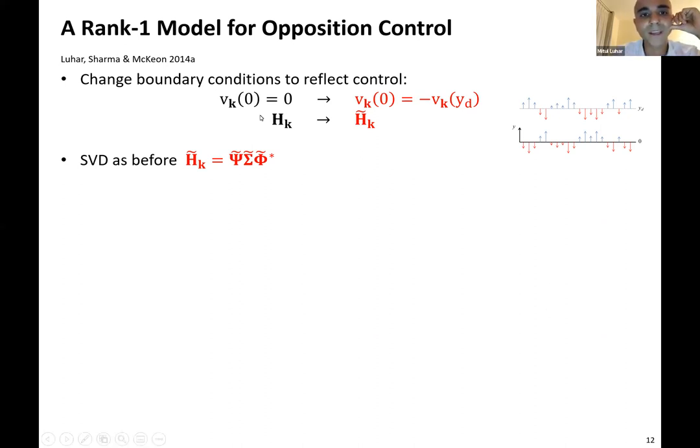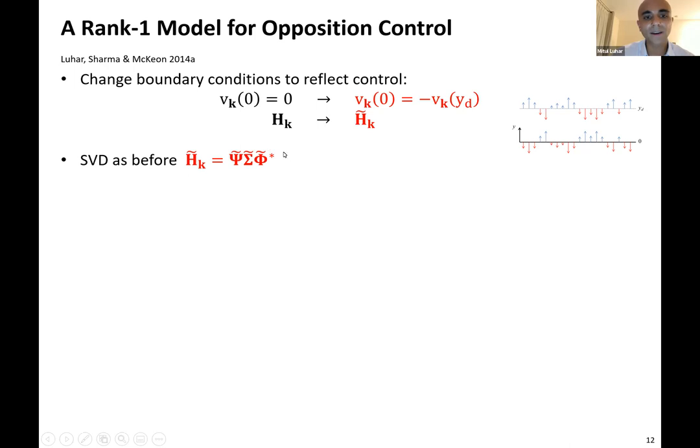So instead of applying a no vertical velocity at the wall, we say that the vertical velocity at the wall is minus the vertical velocity sensed at YD, the detection plane. So instead of having our classic resolvent operator, we now have this modified resolvent operator, H_K tilde, that accounts for the effect of opposition control.